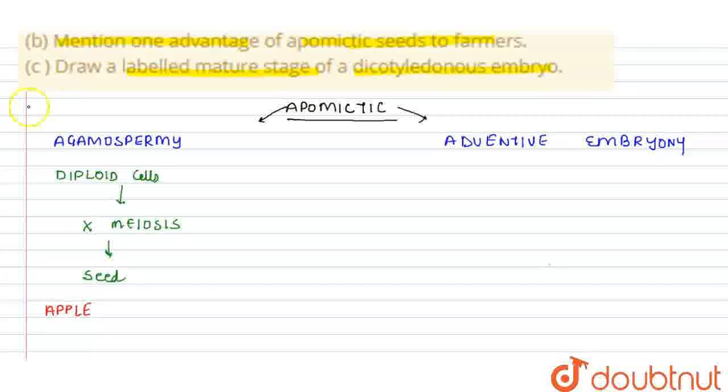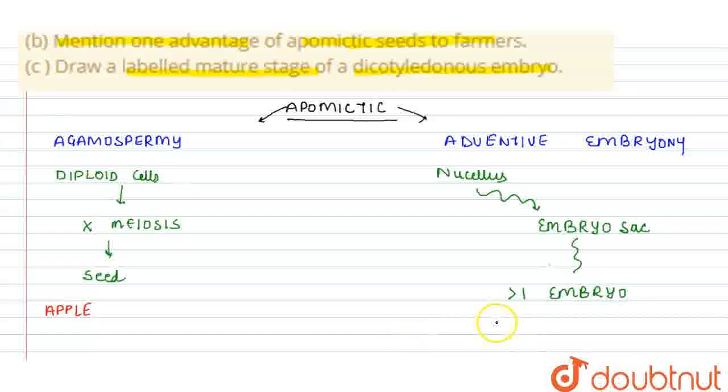Second method is adventive embryony. In this method, nucellus tissue is there around the developing embryo. Now this nucellus tissue starts extending and enters into the embryo sac. With the developing embryo, this tissue will also develop, and it will result in the formation of more than one embryo.